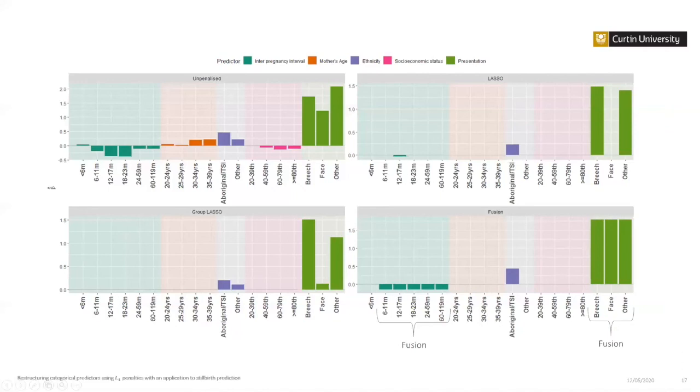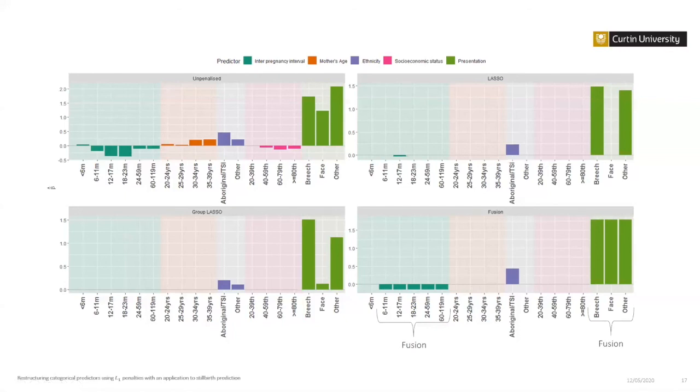So let's have a look at the interpregnancy interval again. Here we have less than 6 months being shrunk to 0, while selection occurs across all the other levels, but also fusion. So the parameter estimate was the same here. I think it's close to negative 0.1. So interpretation effectively becomes between 2 groupings.